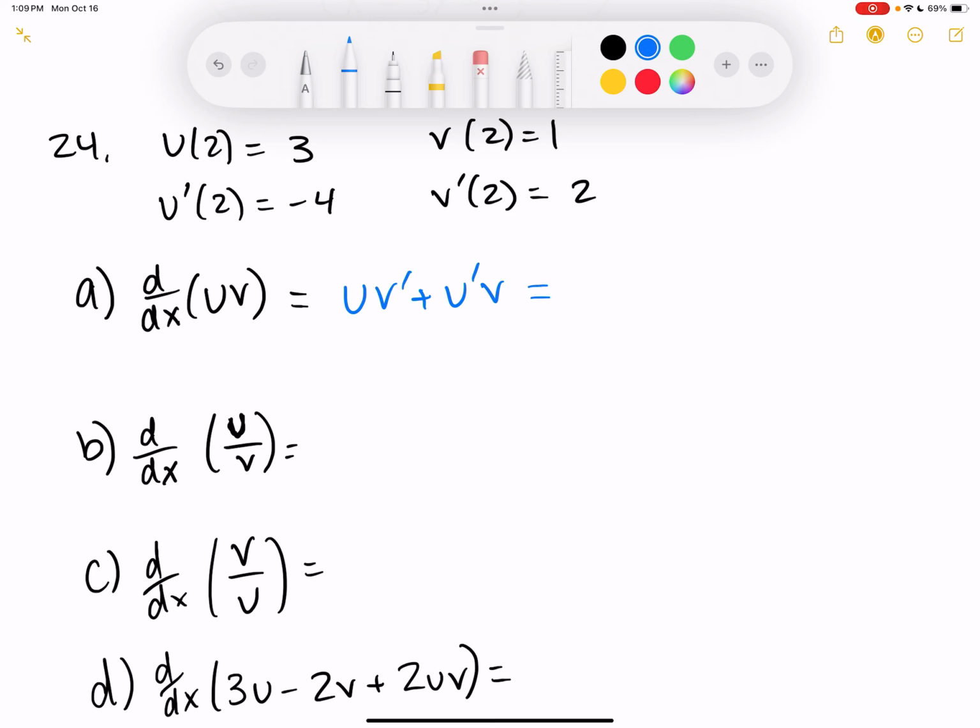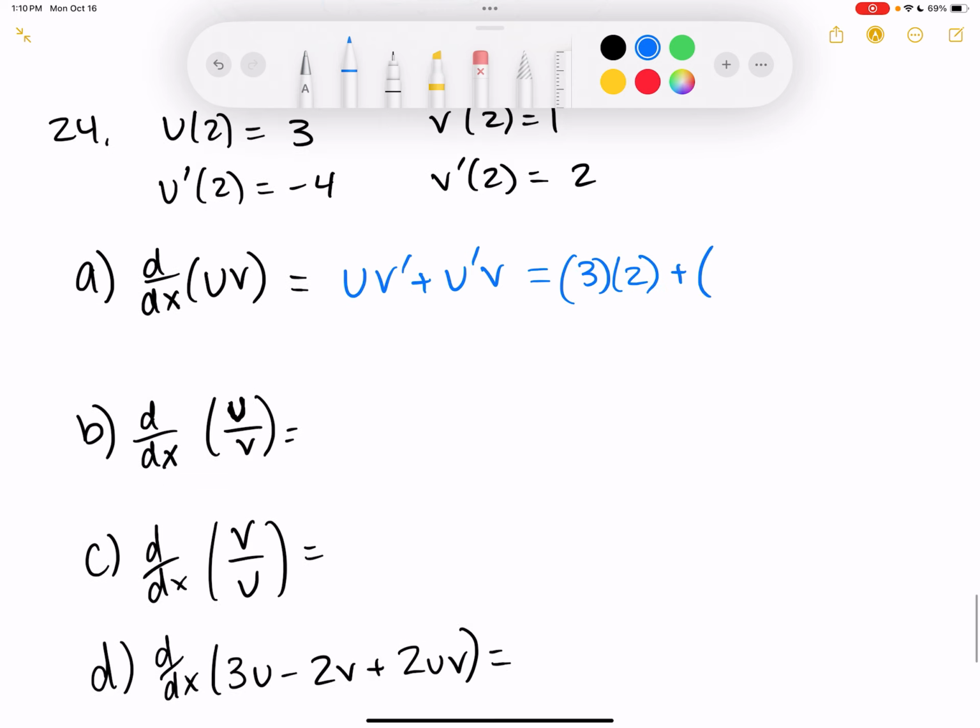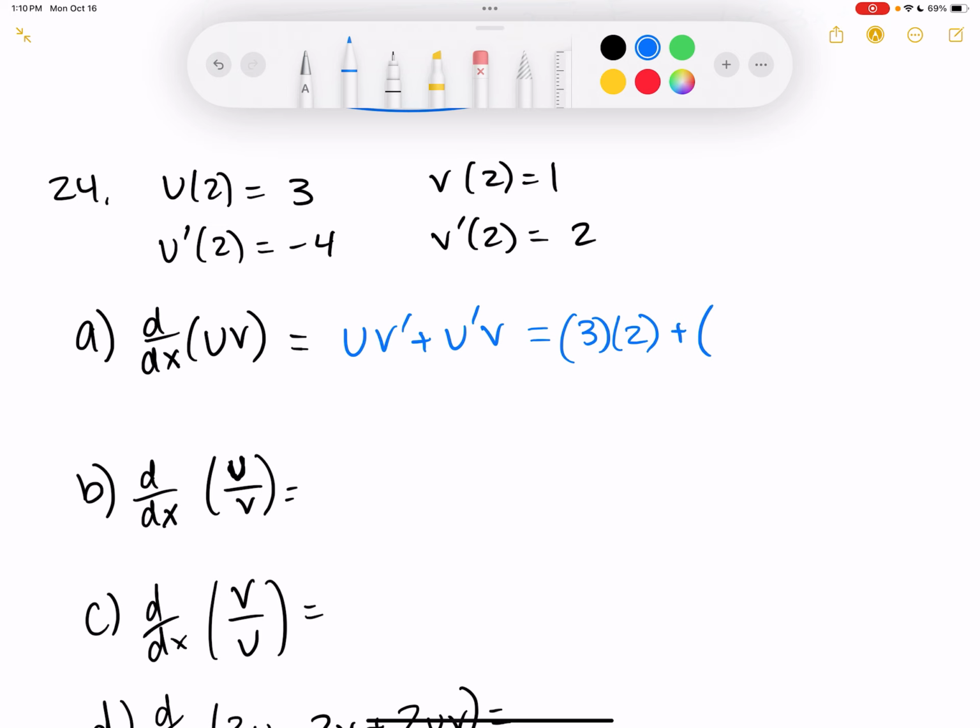So now, I've already done these up here, or these were given to me. So u is 3, so 3 times v prime was 2, so plug in 2, plus u prime was negative 4, and v was 1. And so as simple as 3 times 2 is 6, minus 4 is 2 is your answer. Okay.